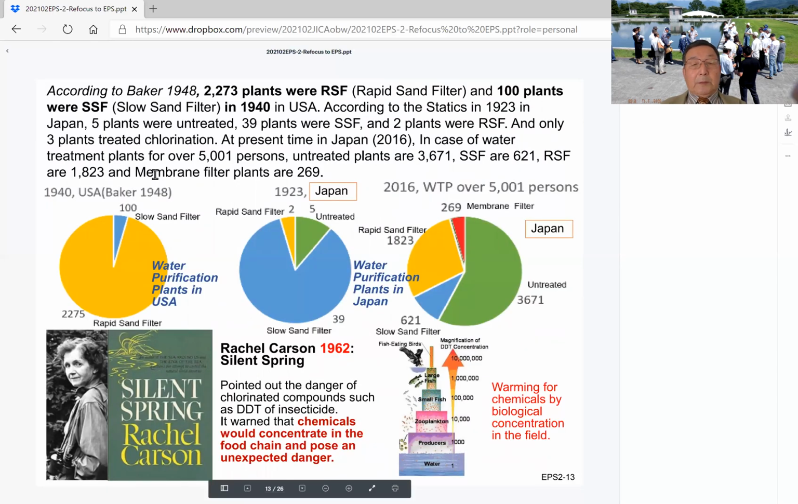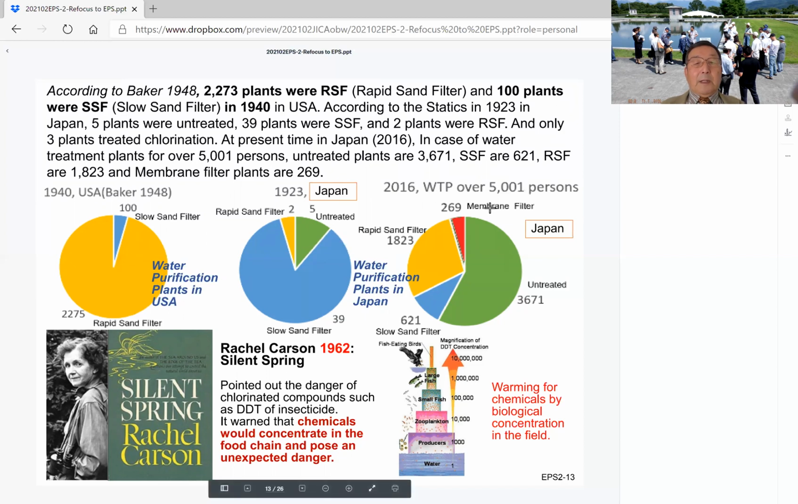And according to Baker, 1948, more than 2,000 plants were rapid sand filter and 100 plants were slow sand filter in the United States. But in my country, Japan, many were slow sand filter and some were untreated. A very small number were rapid sand filter.